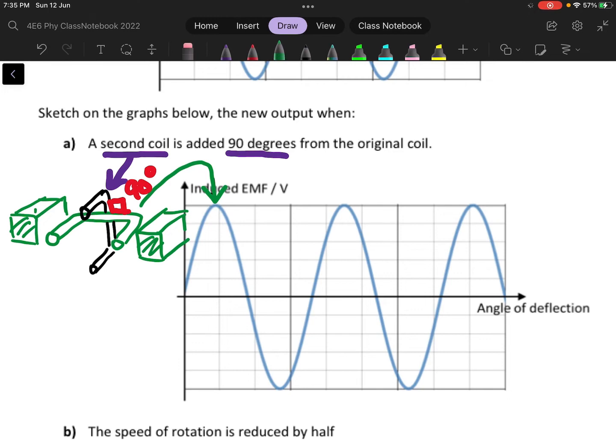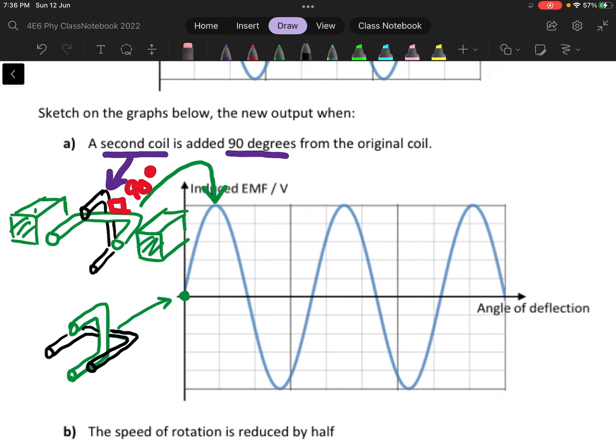Well, it's quite straightforward. So you can see that the green coil actually produced 0 EMF at the beginning. So meaning that at the beginning, the green coil is actually at a vertical position. That's why it is producing 0 EMF. And this means that my new coil, the second coil that is 90 degrees away from it, must look like this, right?